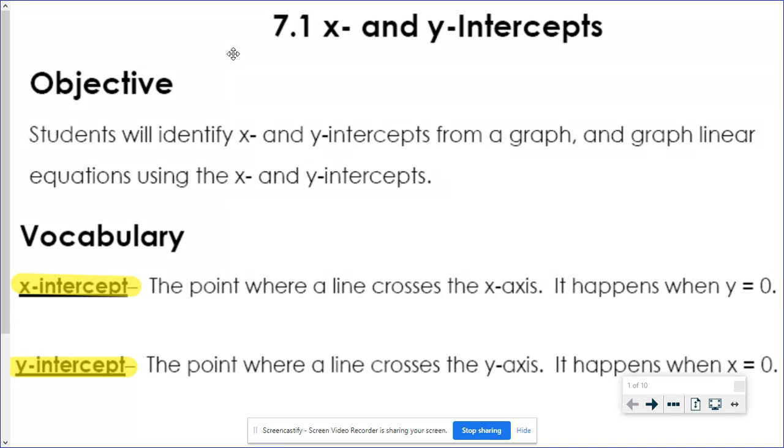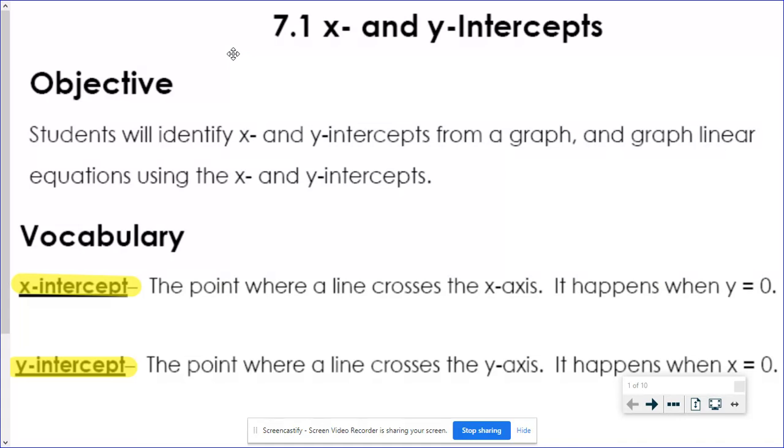So we're going to be talking about using something called X and Y intercepts. To understand what those are, that's just where a line crosses one of the axes. Where it crosses the x-axis would be the x-intercept. Where it crosses the y-axis would be the y-intercept.